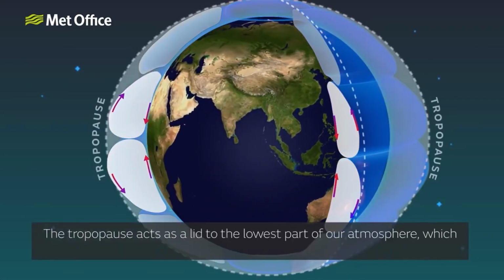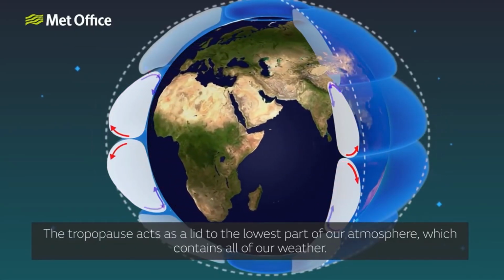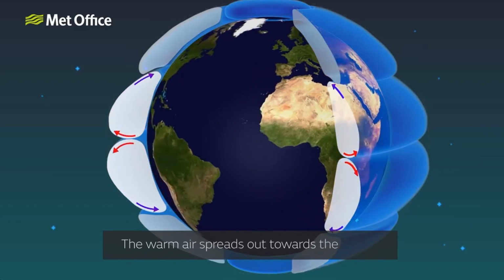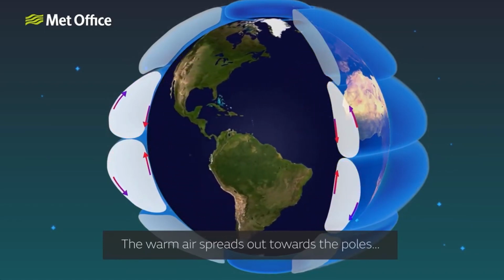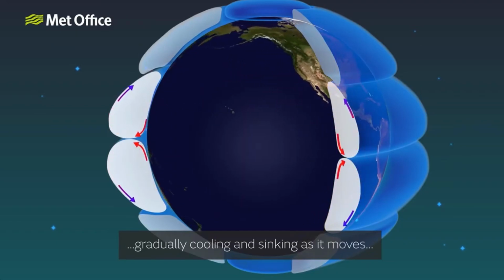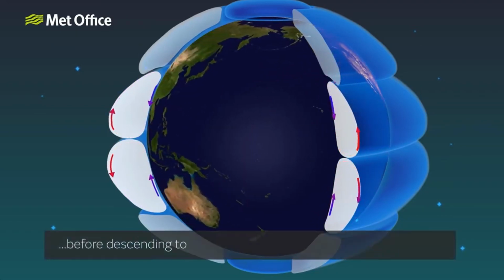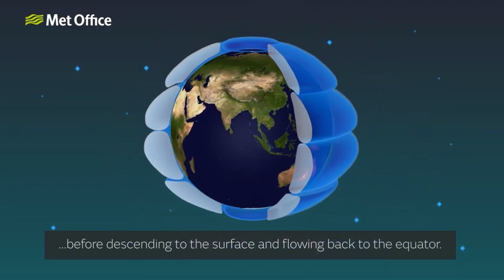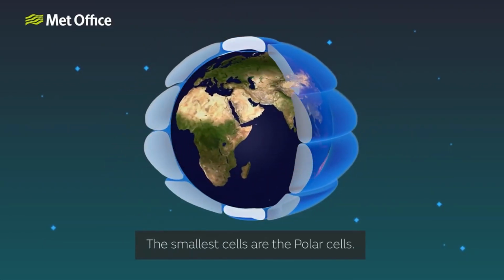The tropopause acts as a lid to the lowest part of our atmosphere, which contains all of our weather. The warm air spreads out towards the poles, gradually cooling and sinking as it moves, before descending to the surface and flowing back to the equator. The smallest cells are the polar cells.